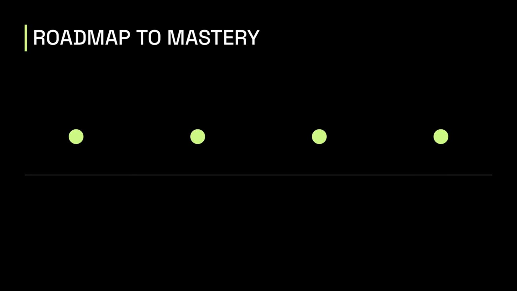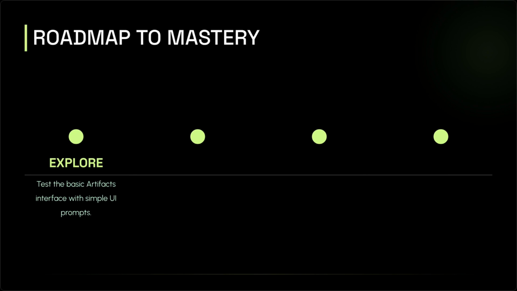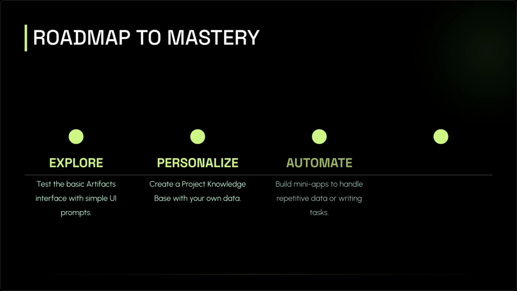The roadmap to mastery involves 4 stages. Explore the basic Artifacts interface, personalize by creating a project knowledge base, automate tasks by building mini-apps, and collaborate by deploying shared projects to your team.